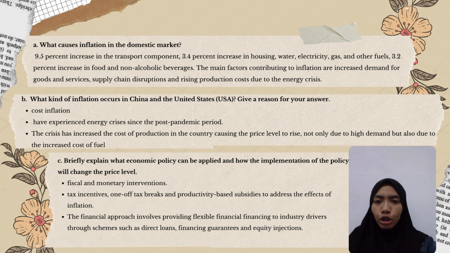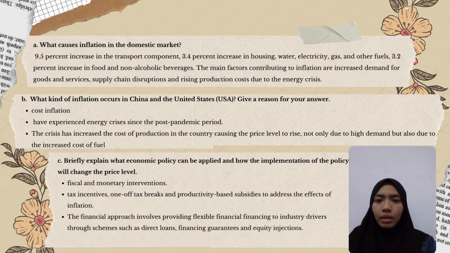a 9.5% increase in the transport component, a 3.4% increase in housing, water, electricity, gas, and other fuel, and a 3.2% increase in food and non-alcoholic beverage. The main factors contributing to inflation are increased demand for goods and services, supply chain distribution, and rising production costs due to the energy crisis.